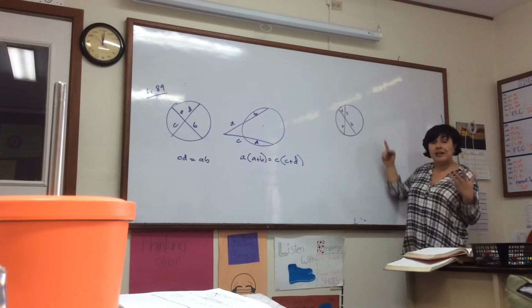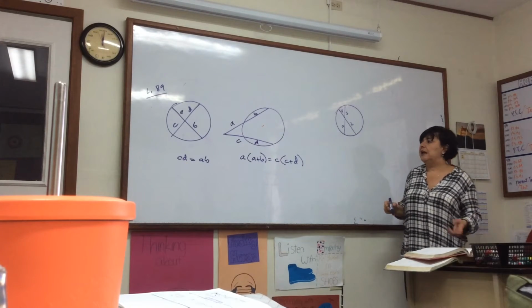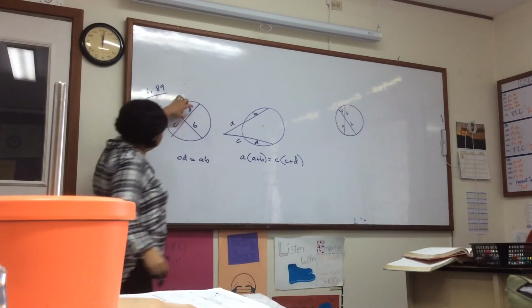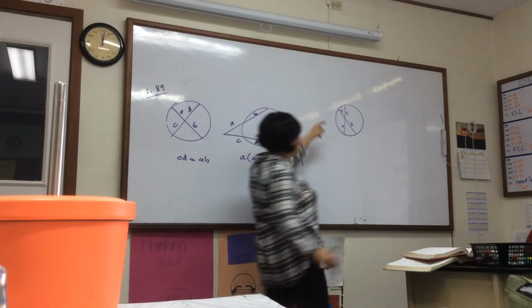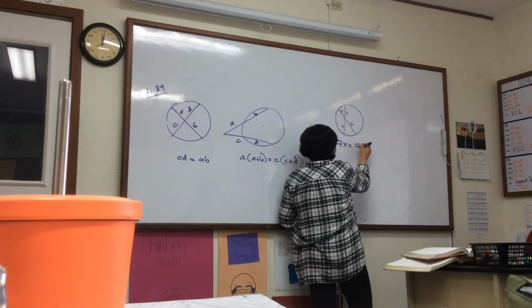So this one, is it outside or inside the circle? Inside. So which one are you going to use? The first one. And it tells you this one times this one equals this one times this one. So that means 7x equals 12.